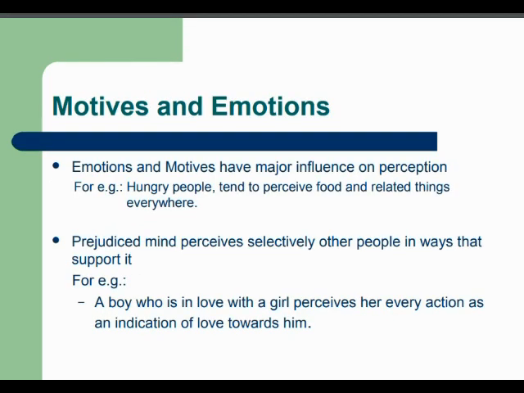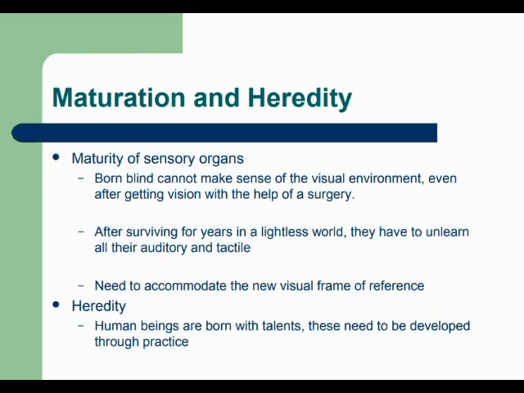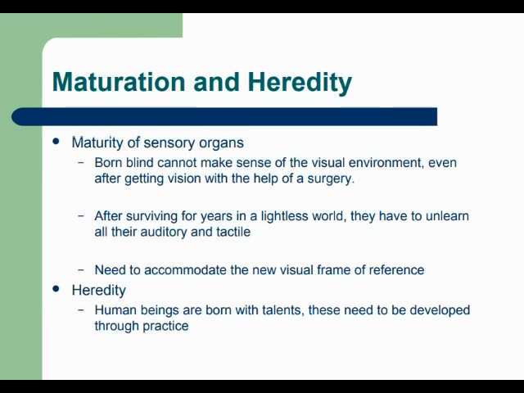Motives and emotions. Emotions and motives have a major influence on perception. For example, hungry people tend to perceive food and related things everywhere. A prejudiced mind perceives other people selectively, in ways that support it. For example, a boy who is in love with a girl perceives her every action as an indication of love towards him.